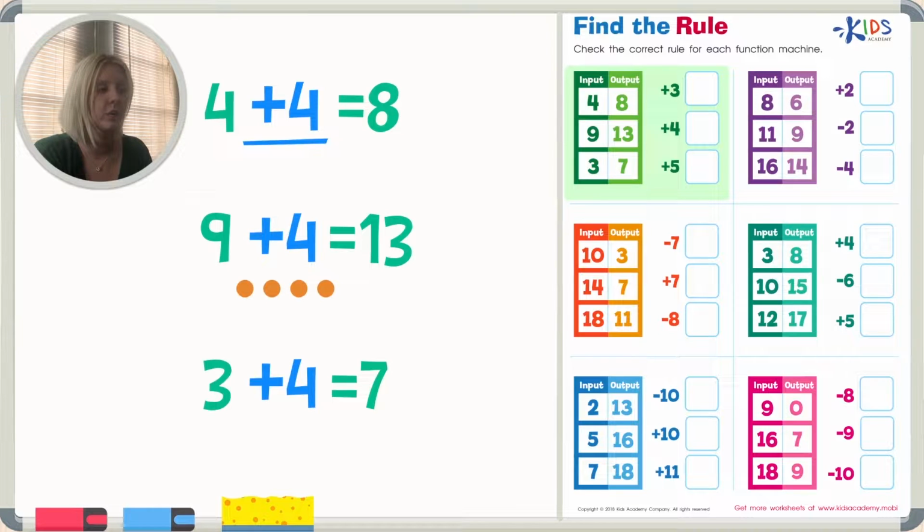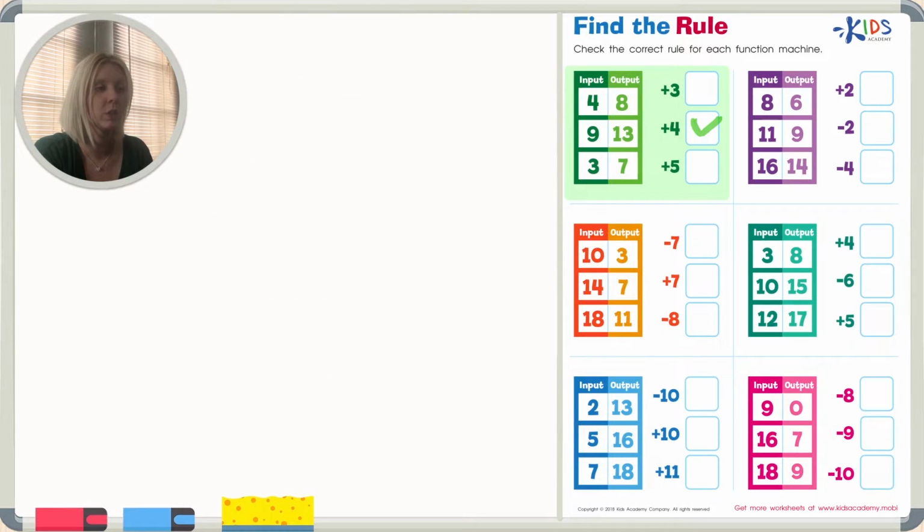So once again, I want to check. I'm going to count up from 3. So 3, 4, 5, 6, 7. Is that right? Yeah, that's right. So this is my rule or my answer for this function machine right here, okay? So let's go on to the next one.